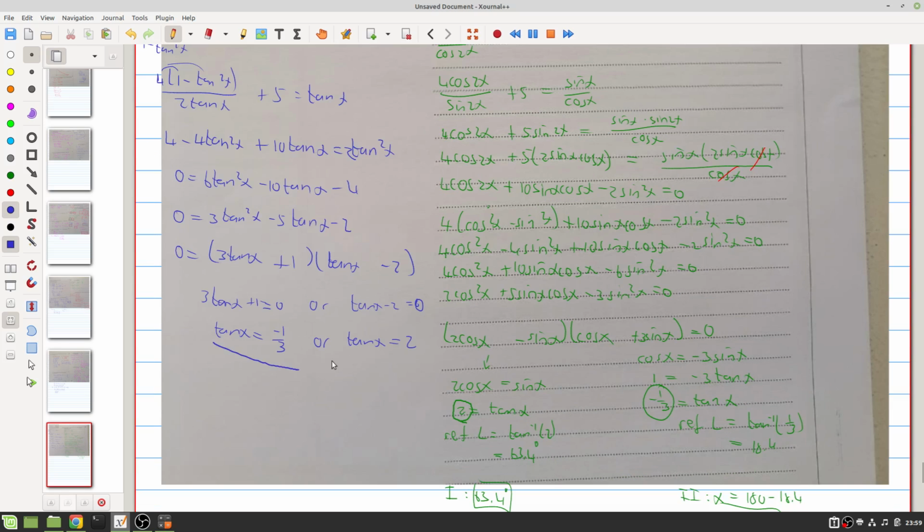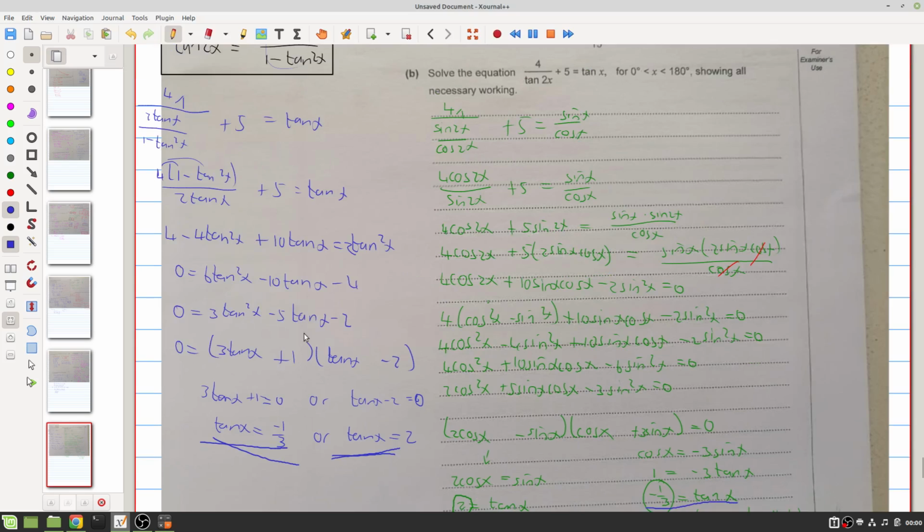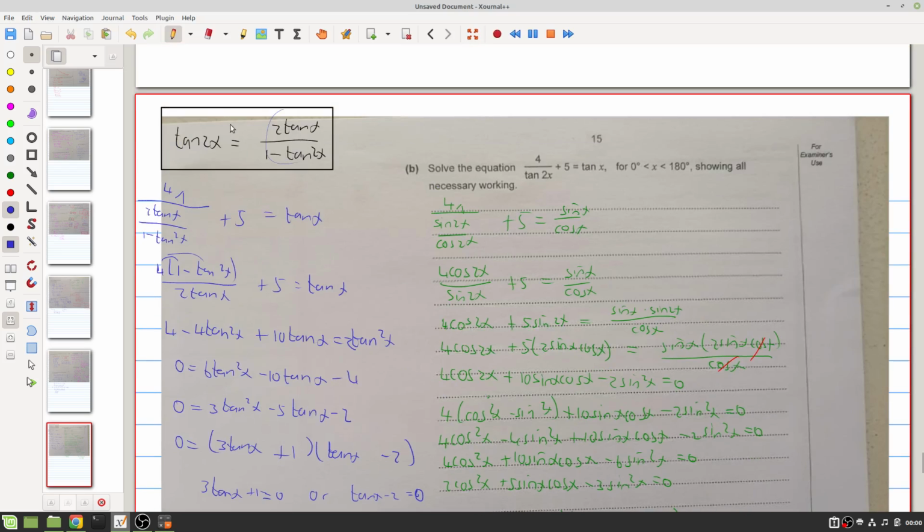Okay, so this was definitely quicker, but we see we get the same answers, right? 2 equals tan x, 2 equals tan x. Negative a third equals tan x, and negative a third equals tan x. It's the same thing, this is just a much shorter version. But if you didn't learn this formula, didn't memorize that, you can always just change everything to sin over cos and use sin over cos things.